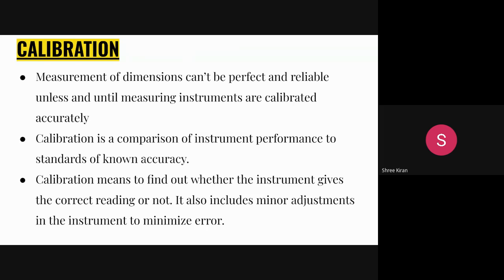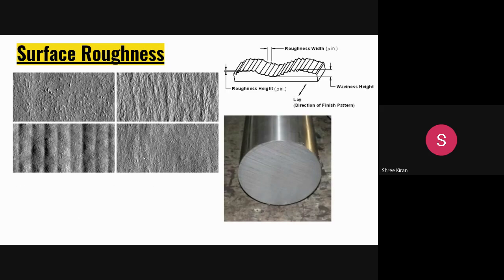The product has to be built in such a way that the maximum accuracy is attained. This is what happens in the case of accuracy. And calibration means finding out whether the instrument gives the correct reading or not. It also includes minor adjustments made to the instrument to minimize error. So all this comes under calibration.